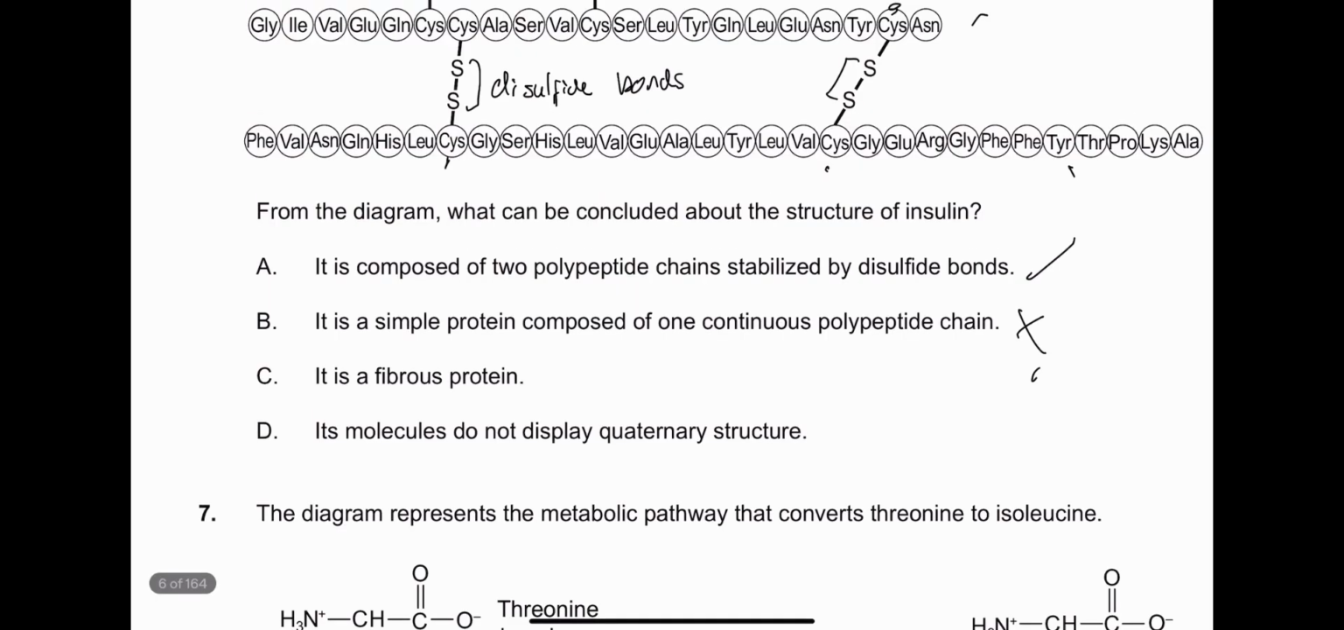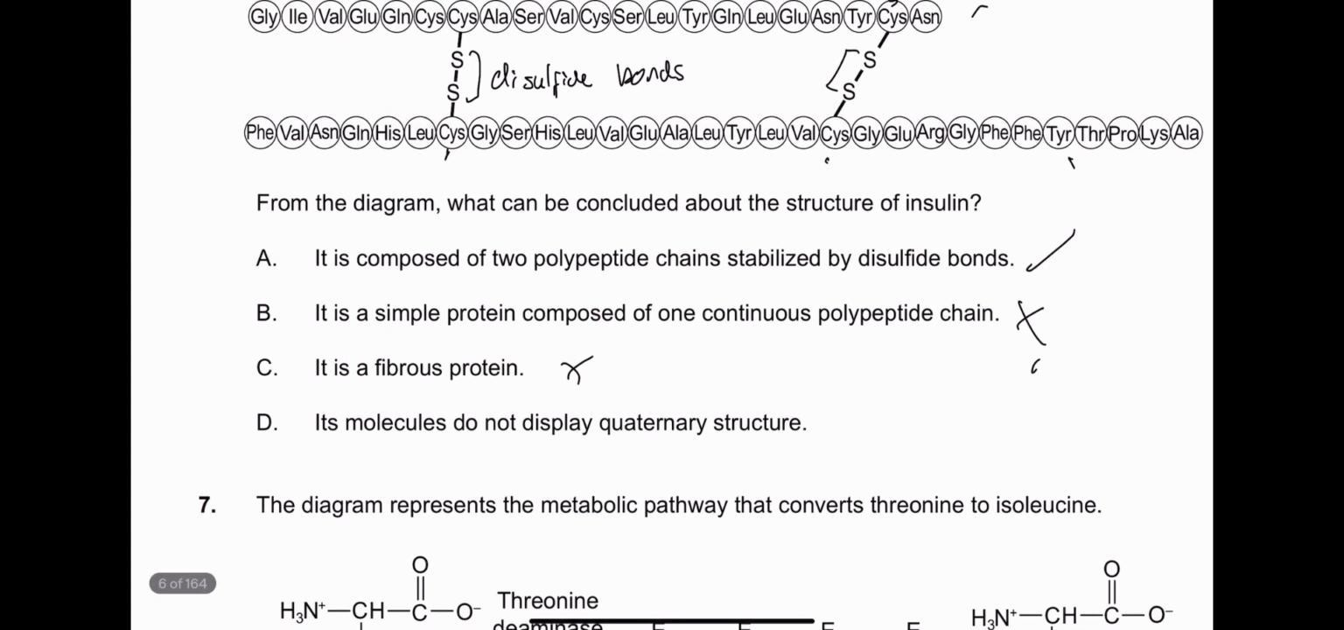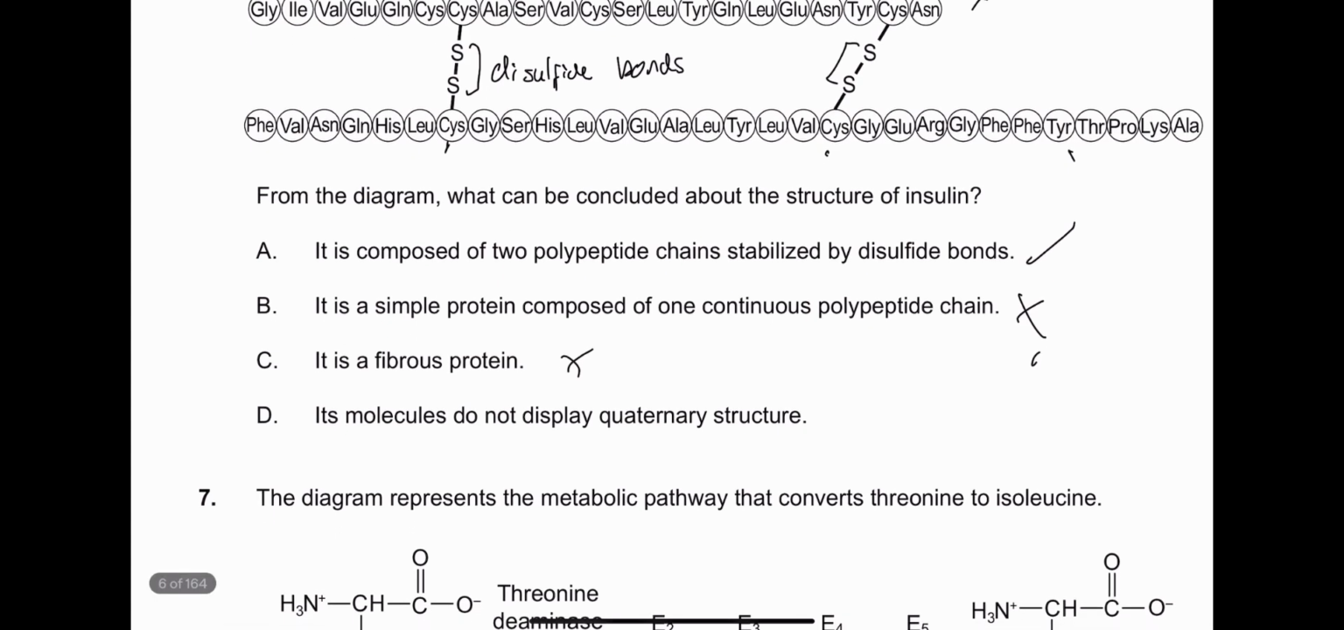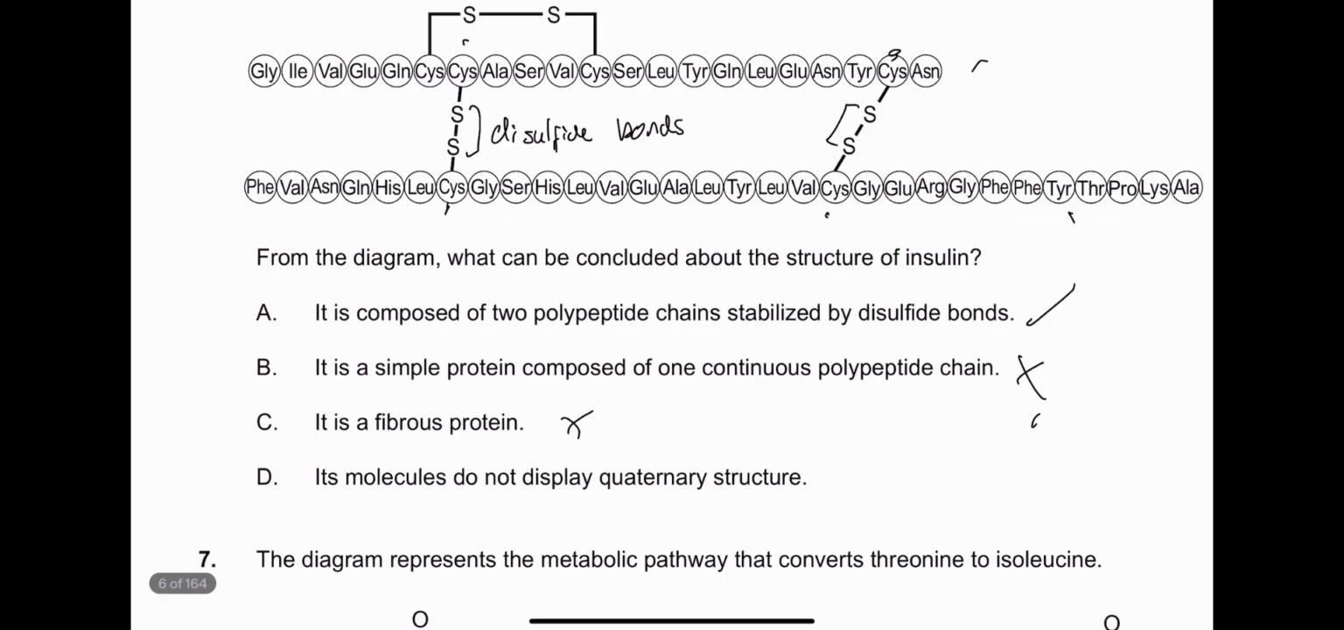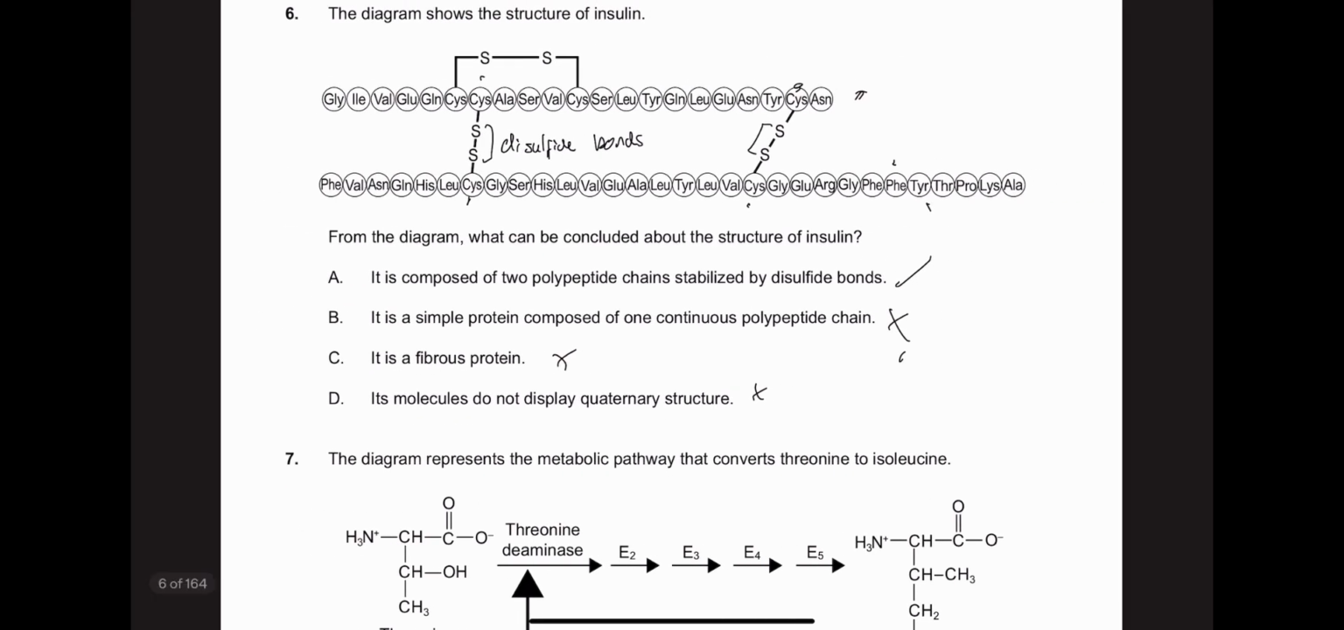Fibrous protein, that's also not evident here. And its molecules do not display quaternary structure. That is, again, not true. It does display quaternary structure because we have these two polypeptide chains. Great.